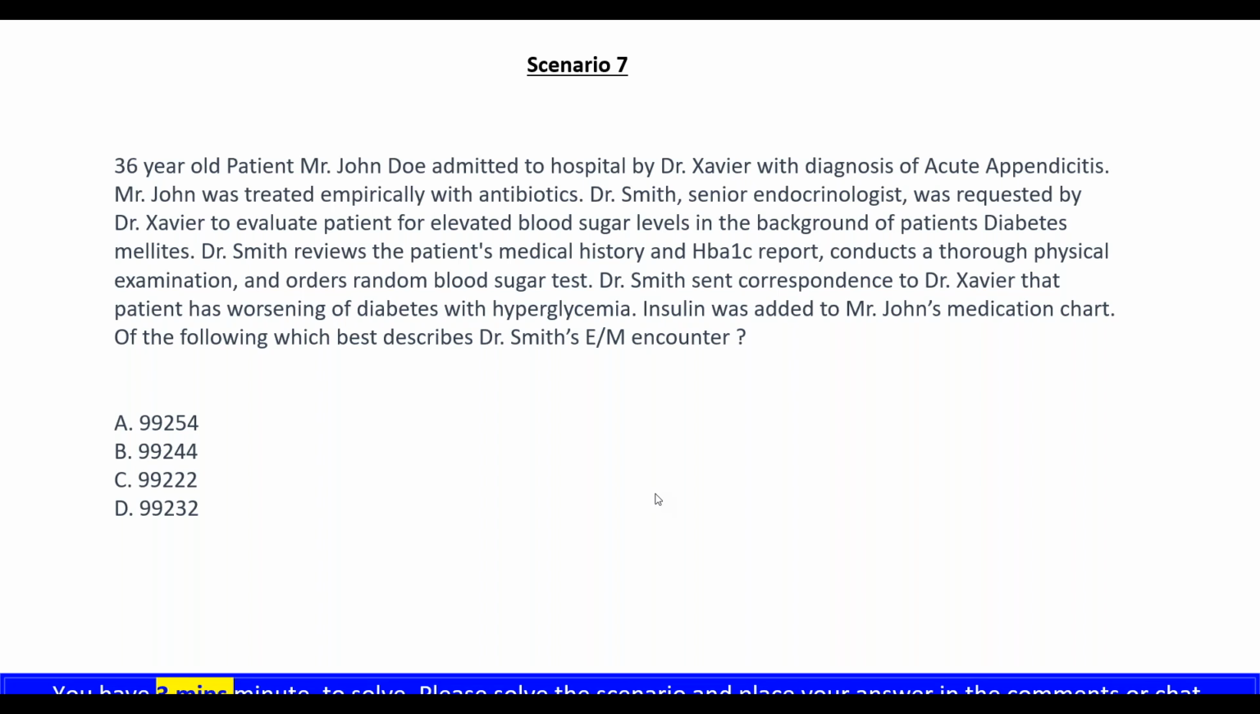Of the following, which best describes Dr. Smith's E&M encounter? And coders, you've got 3 minutes to solve the scenario. I'm sure you're going to crack this one. All the best.